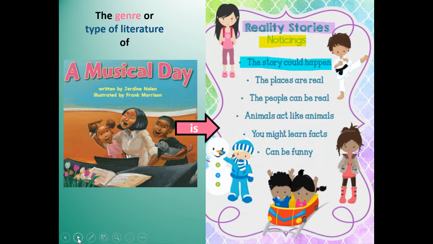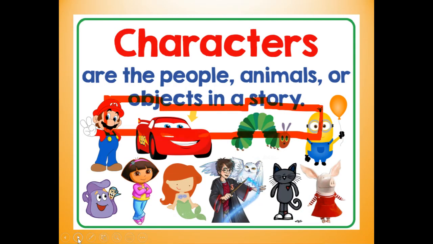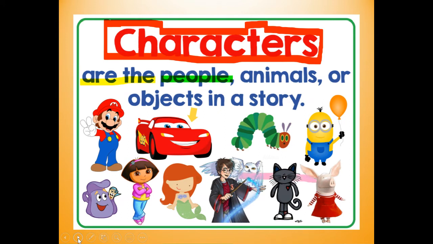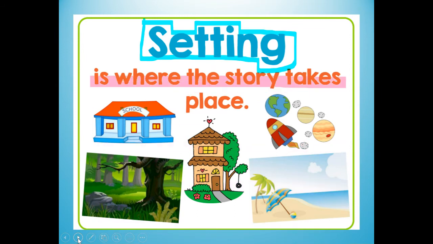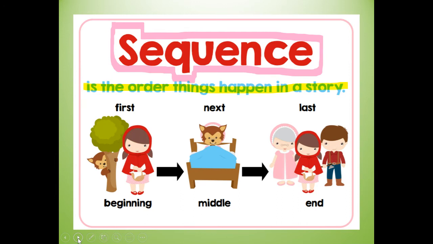Reality stories. Here are noticings. The story could happen. The places are real. The people can be real. Animals act like animals, and you might learn facts, and it can be funny. All stories have characters. Characters are the people, animals, or objects in a story. Setting. The setting is where the story takes place. Sequence. Sequence is the order things happen in the story. You are going to say these sequence words and you're going to write them. First, next, last, before, beginning, middle, and end of a story.